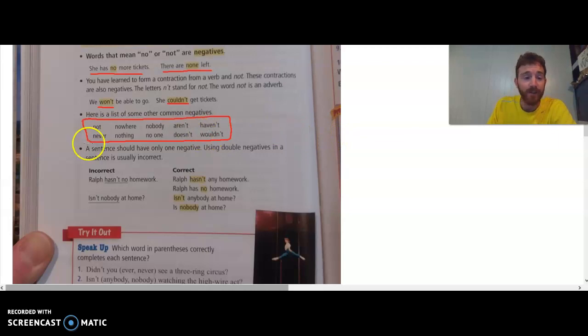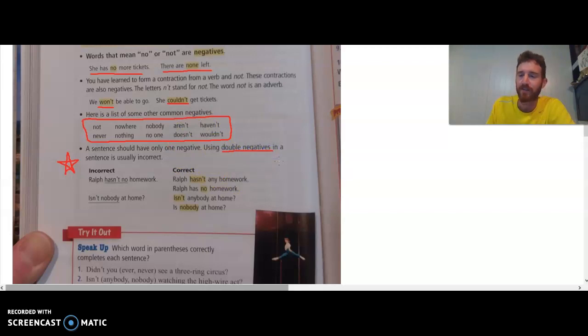This is the big one. I'm going to put a star by this. It's this part here. Usually when we hear someone speak incorrectly, it stands out pretty easily. So that's why I think this lesson is not going to be too hard. It says a sentence should only have one negative. Using double negatives in a sentence is usually incorrect. Double negatives are a big no-no.